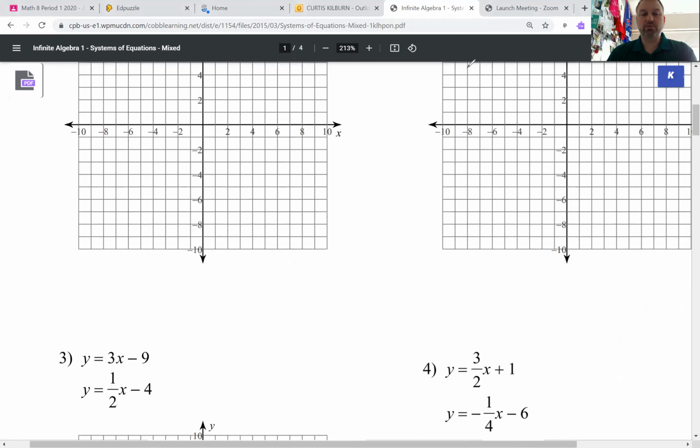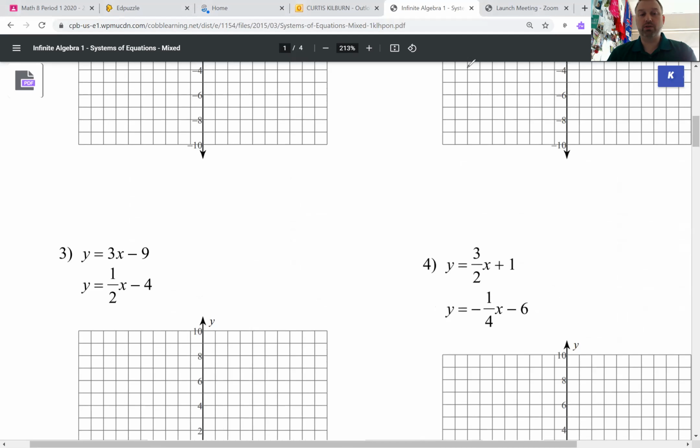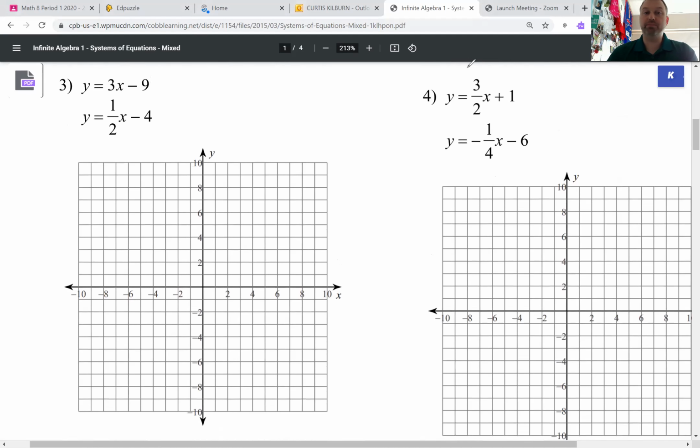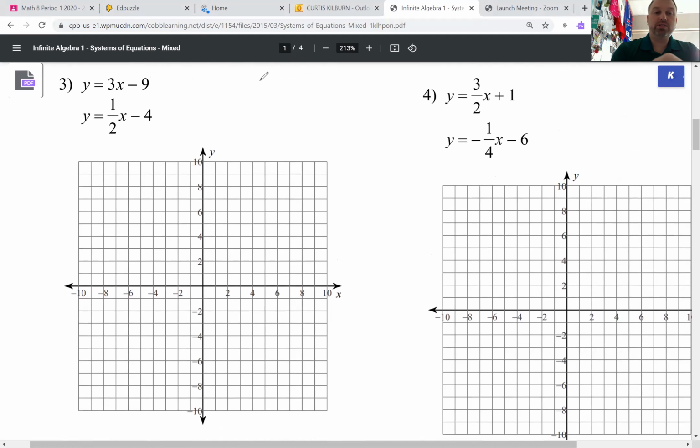All right, let's scroll a little bit here. Okay, look at this one, number 3. I'm going to change it a little bit just to make a point. Okay, suppose, instead of y equals 1/2x minus 4, suppose it was y equals 3x minus 4. Okay, it looks like that.